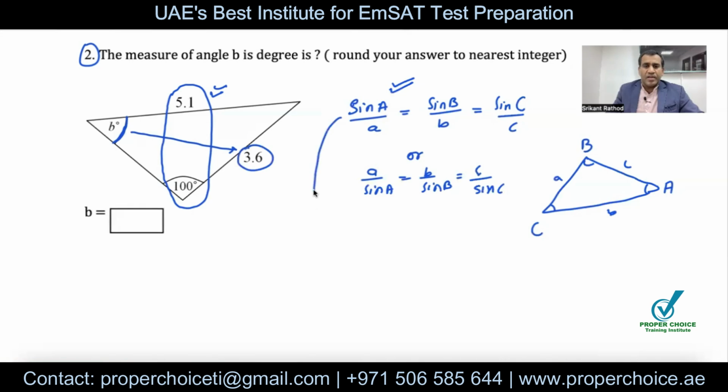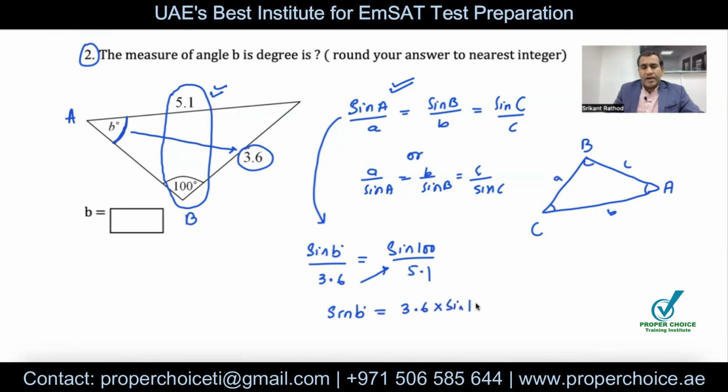Now if I apply the same rule here, if I'm considering this is A and this is B, and so on. So what am I going to do now? Sine of angle B over the side opposite to it, 3.6, equals sine of 100 divided by 5.1. I'm just substituting. And I can do the cross multiplication here because I'm asked to solve for the angle. So in this case, sine of angle B equals 3.6 times sine 100 divided by 5.1.